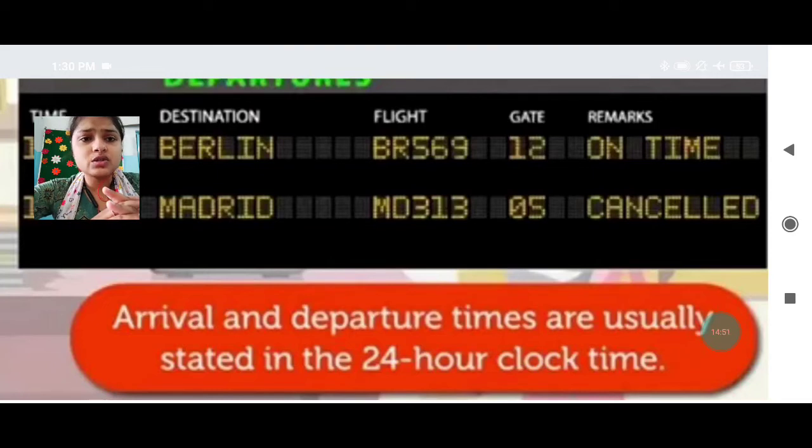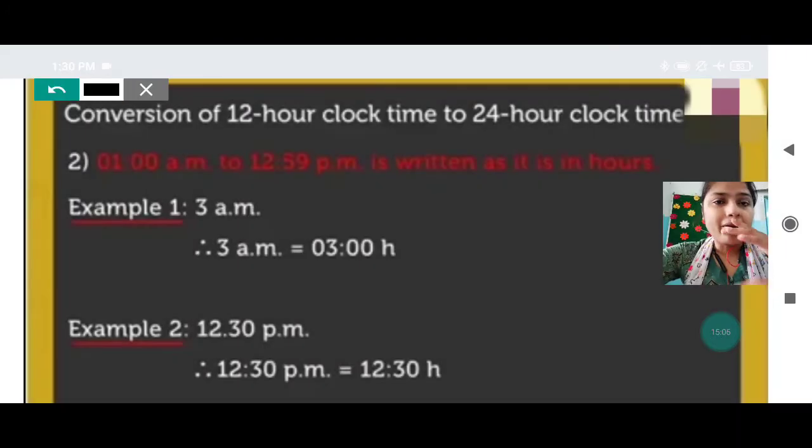Arrival and departure timings are usually stated in the 24-hour clock, mostly at railway stations and airports. Now we are going to see how we can convert a 12-hour clock to a 24-hour clock or a 24-hour clock to a 12-hour clock. The normal clock which we use, the one I am wearing or the one on the wall at your home, uses 12-hour clock timing.